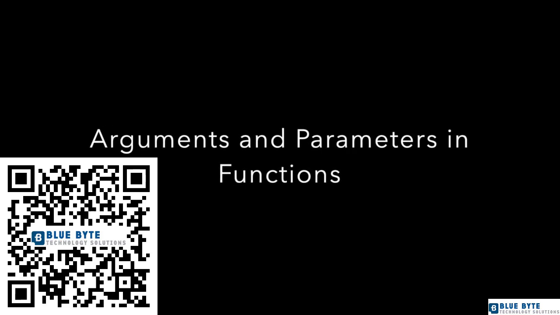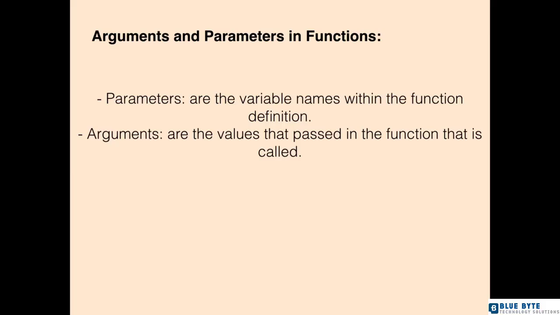Arguments and parameters in functions. Parameters are the variable names within the function definition. Arguments are the values that are passed in when the function is called.